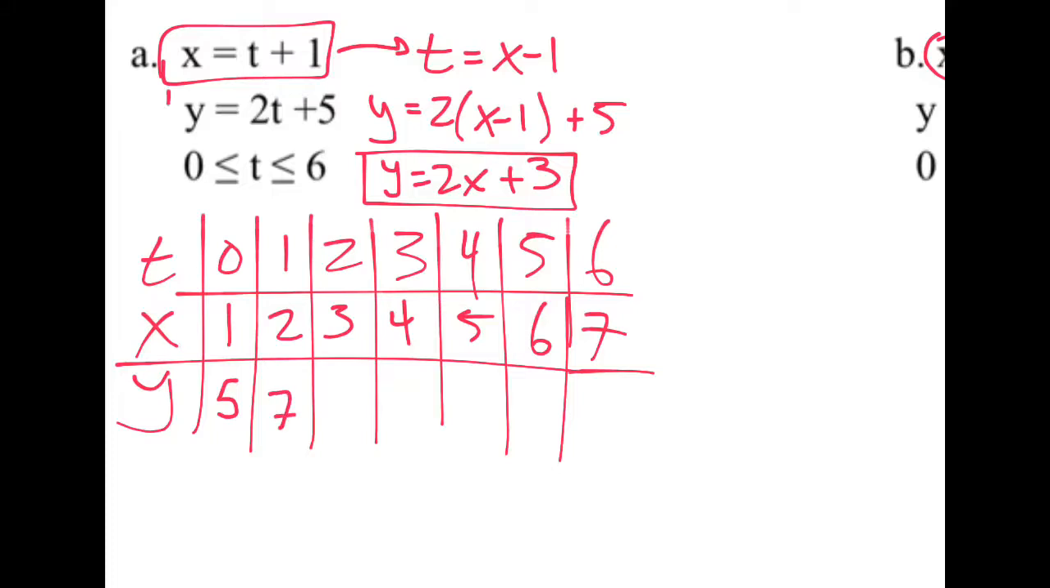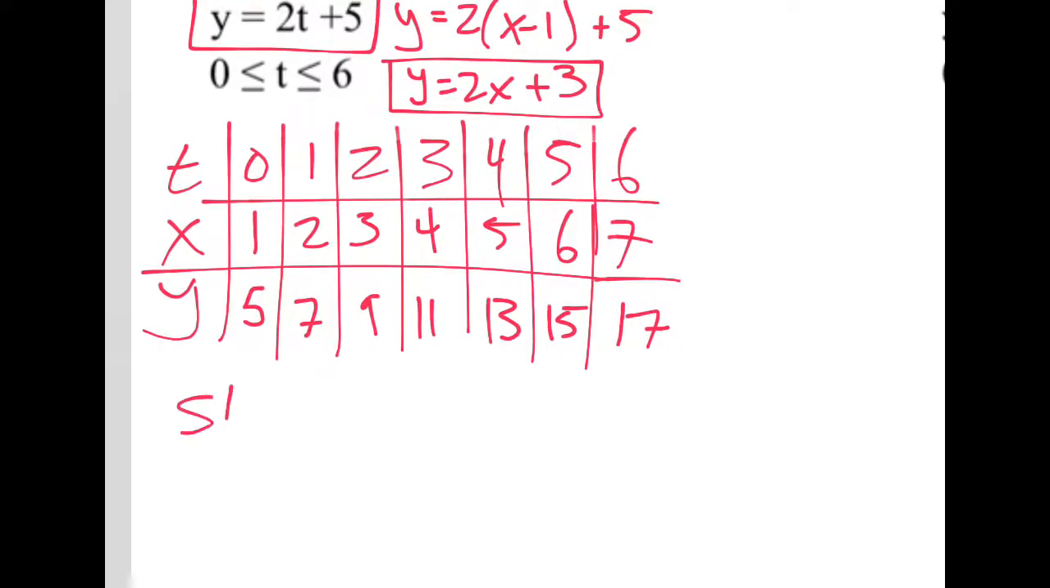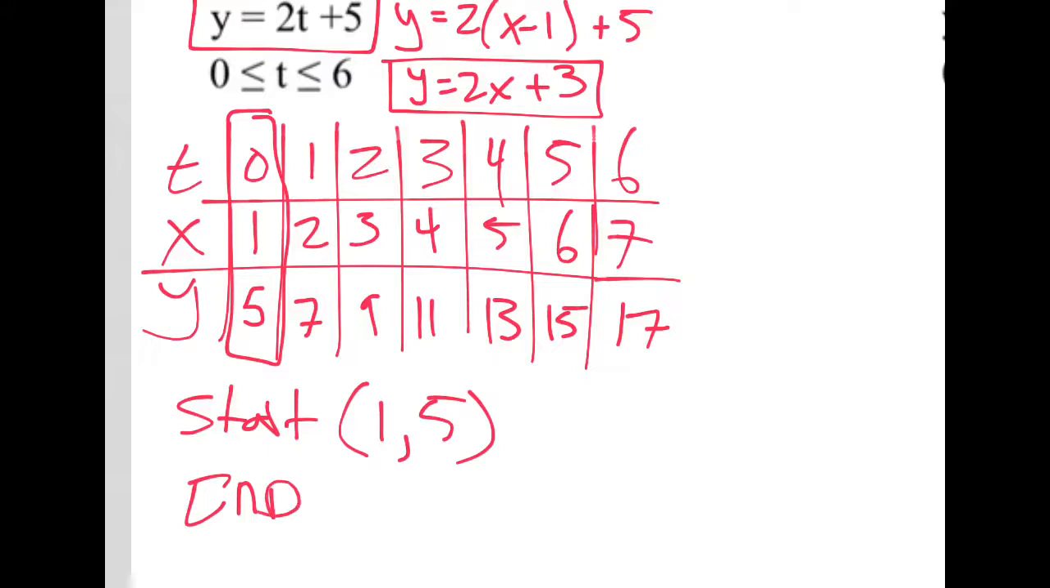And again, you should recognize that this is a linear function with a slope of 2, so each of these points is going to increase by 2. So 5, 7, 9, 11, 13, 15, 17, like that. So I know my starting point is going to be 1, comma, 5, that first pair when t is 0, and my ending point is going to be the point 7, comma, 17.